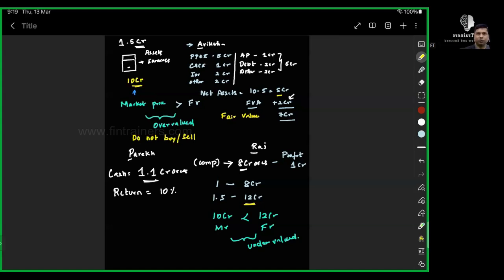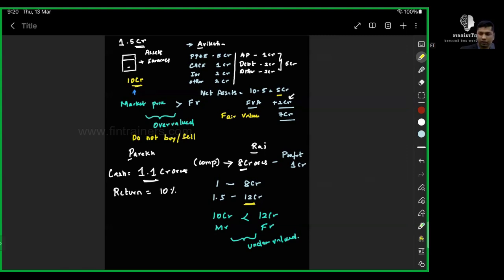And it is not growing. Let's assume that this is like an old school business and we are not expecting any growth from this one. 1.1 crores forever cash flow that you're getting. The expected return is 10%. What is the value of this company? What's the formula for perpetuity? See, if I tell you I'll give you 10,000 every year forever and the interest rate is 10%, how much will you give me now?